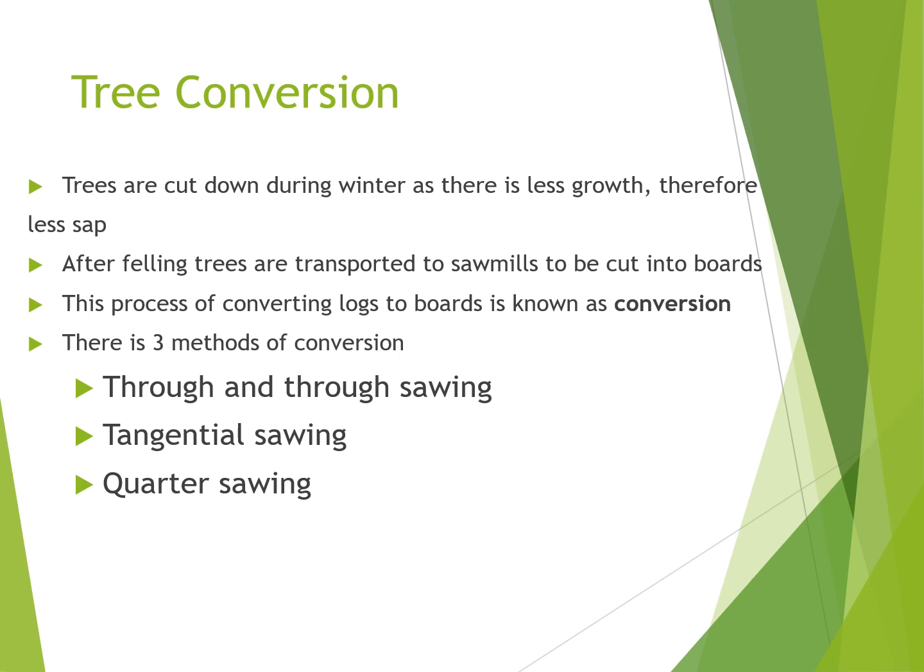There are three methods because of the end use of that particular piece of timber. If it's a cheap piece of timber like a spruce or something that grows quite quickly, we'll use the true and true method. If we had a piece of hardwood like an oak tree that would have taken maybe 80 years to grow, then we would use a more expensive method of conversion, such as tangential and quarter sawing.